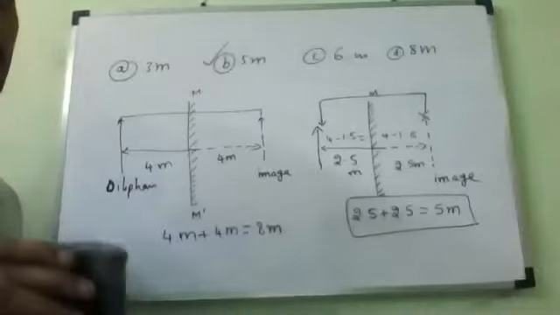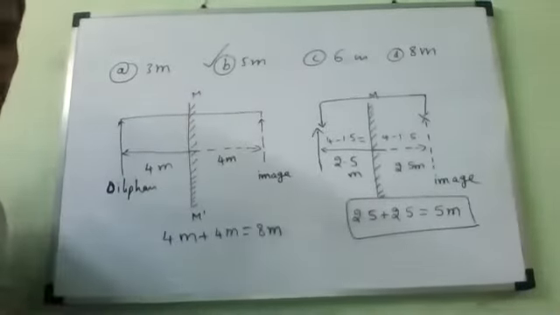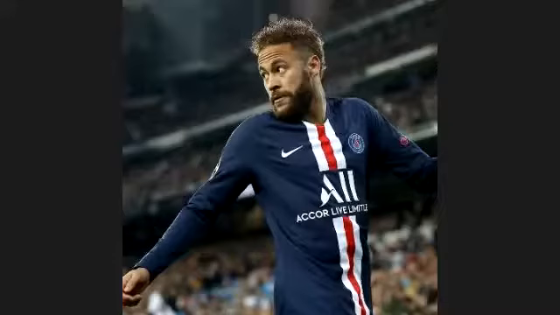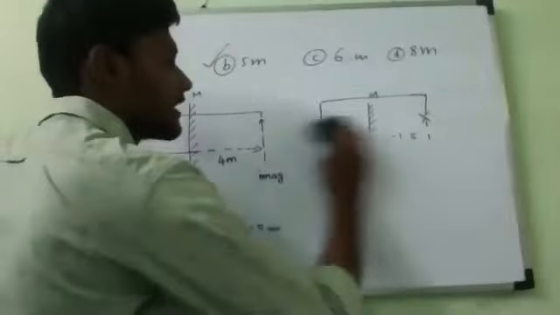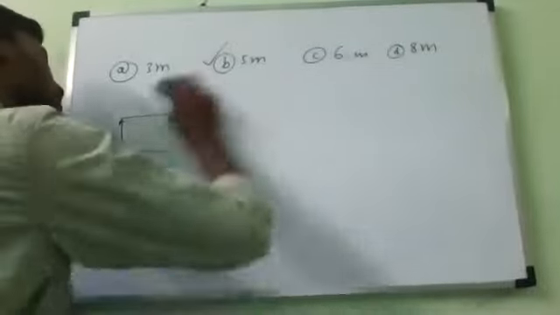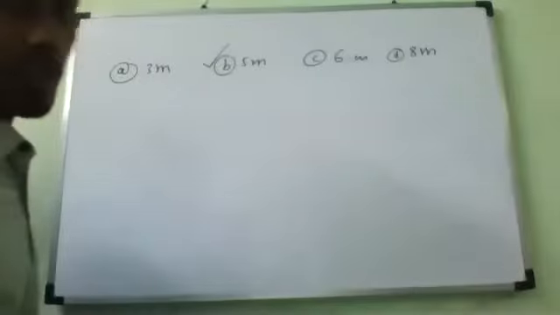The speed at which the image of the truck appears to approach the driver will be. 2 meters per second, sir. So I want explanation. It is a plane mirror, correct? Yes, sir. So options I am giving you.